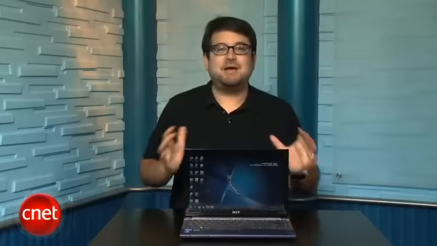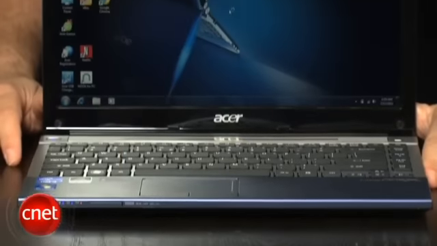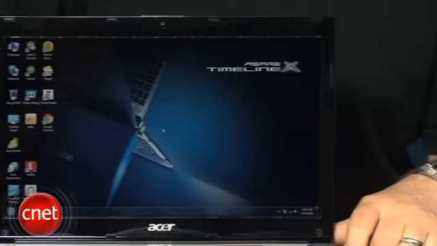3830TG-6431. Now that's a mouthful, and what it is is a newly redesigned TimelineX laptop that is part of a revamped look that Acer has given to its thin and light 13-inch laptop. They also have a 14 and a larger size 15-inch laptop as well. We're going to focus on this 13.3-inch. It doesn't have an optical drive, but what it does have are some really good specs inside.